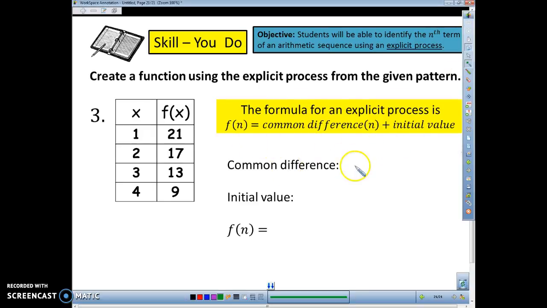Okay. So hopefully you tried this one. The common difference here is negative 4. These values are decreasing by 4. If you find the 0th term by going backwards, you add 4 and that gives you 25. So the initial value is 25. And the explicit process would be negative 4 times n plus 25. Is this what you got? Good.